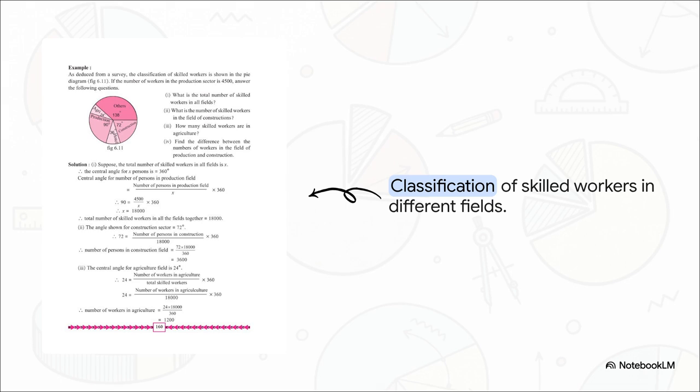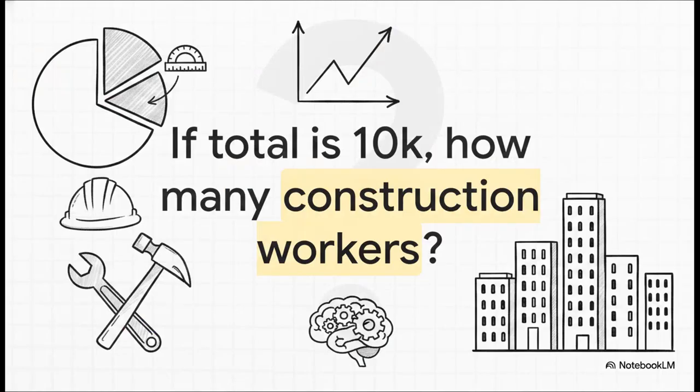Sometimes you're given the pie chart and the total numbers, and you actually have to work backwards to find the specific data points. And the brilliant thing is, the mathematics works perfectly in reverse, too. If we know the central angle, we can uncover the exact number of workers hidden right inside that slice of the pie.